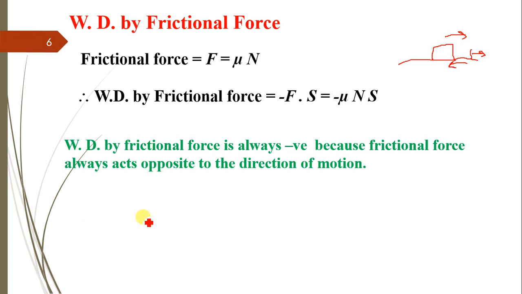And this says that the work done by frictional forces is always negative, because the frictional forces always act opposite to the direction of motion, and the displacement occurs in the direction of motion. Hence both the force and displacement are always opposite to each other. Therefore work done by frictional force is always negative.